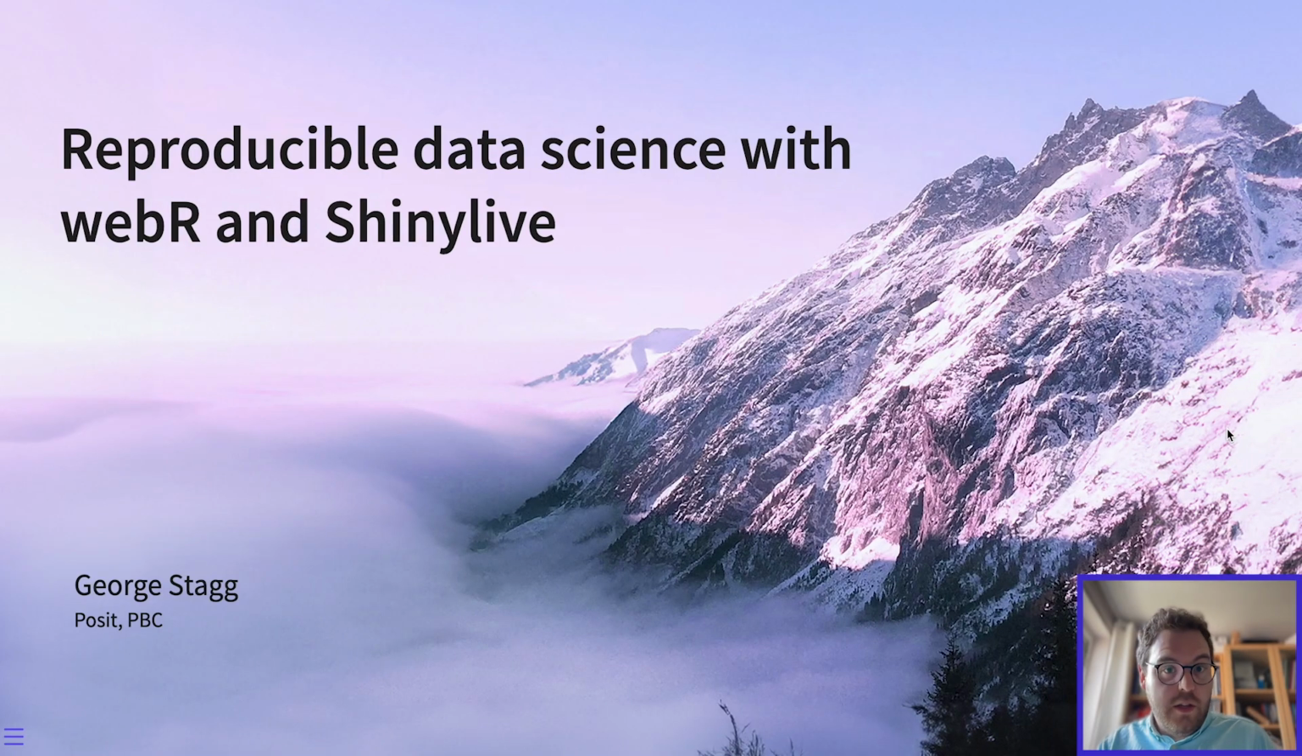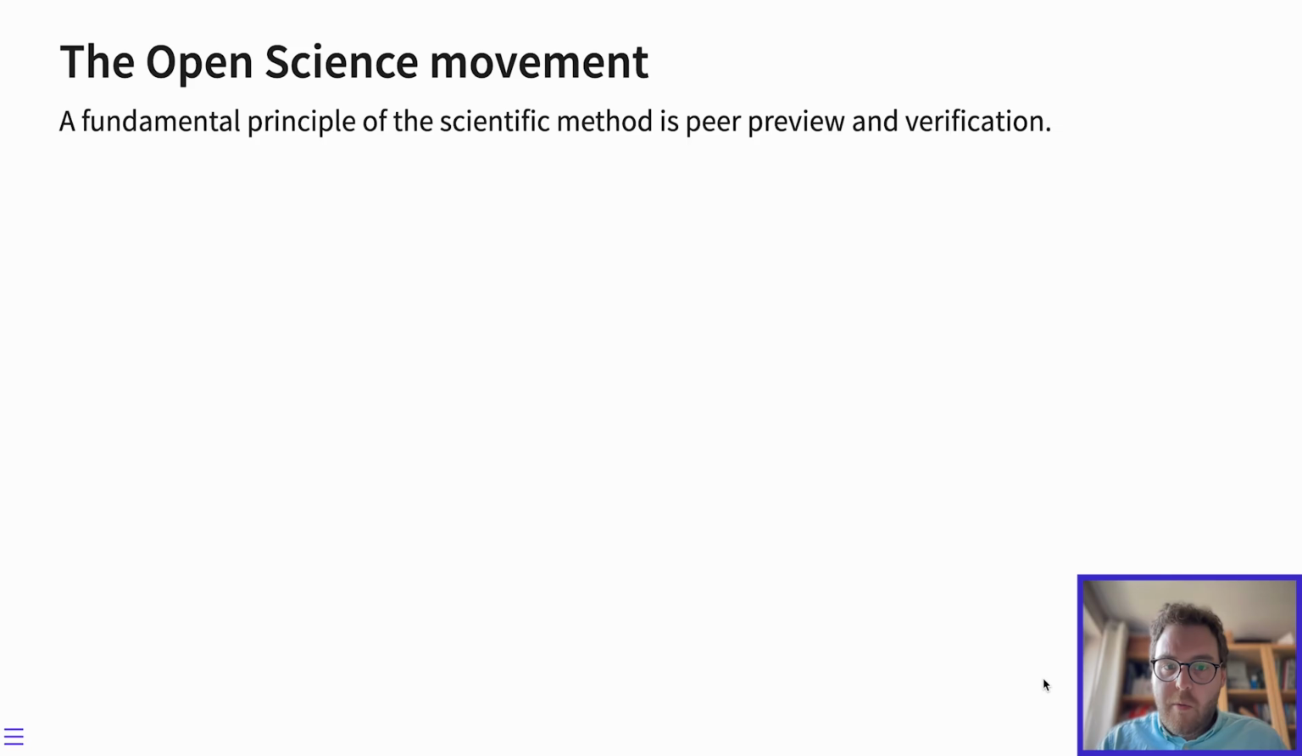Before I actually get into the webR and the Shinylive stuff, I do want to talk a little bit about reproducible data science, so that's where I'll start. One of the really important principles of the scientific method in general is the idea of peer review and verification. The idea that when you do some kind of analysis or some scientific work, you can take that work, give it to someone else, and they can redo what you did based on your data and come to the same conclusions. With this, we can verify each other's work, and that makes really good science.